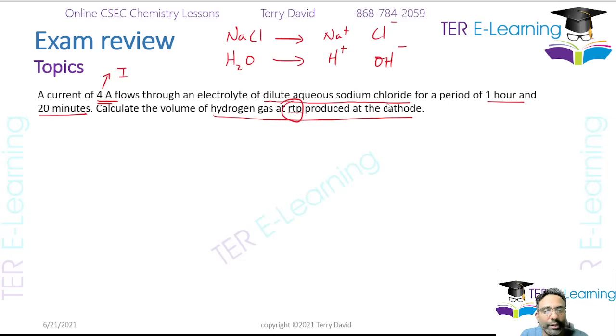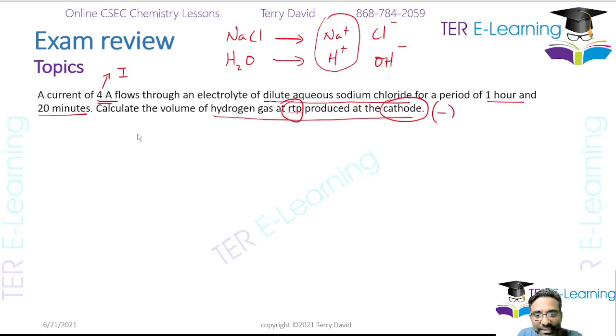Now, they want to know what is being produced at the cathode. Your cathode is your negative electrode. So at the negative electrode, the sodium ions and the H+ ions are going to migrate there. We already saw that sodium will never be discharged. If in the exam you find yourself putting sodium being discharged, that is wrong. It's hydrogen that's going to be discharged.